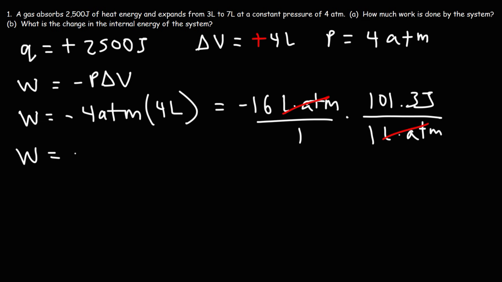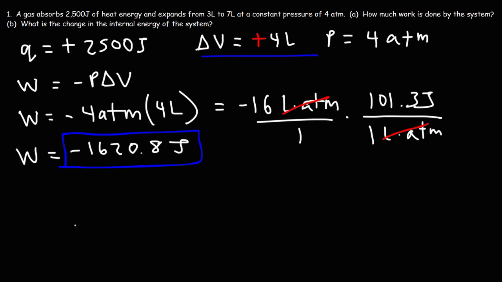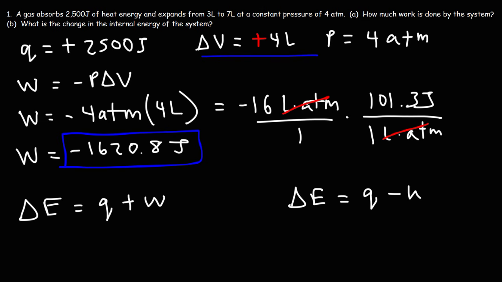So W is negative 1620.8 joules. As you can see, during gas expansion, work is done by the system, so W is negative. Now let's calculate the change in the internal energy of the system, part B. Delta E is equal to Q plus W in chemistry. In physics, it's delta E is equal to Q minus W.